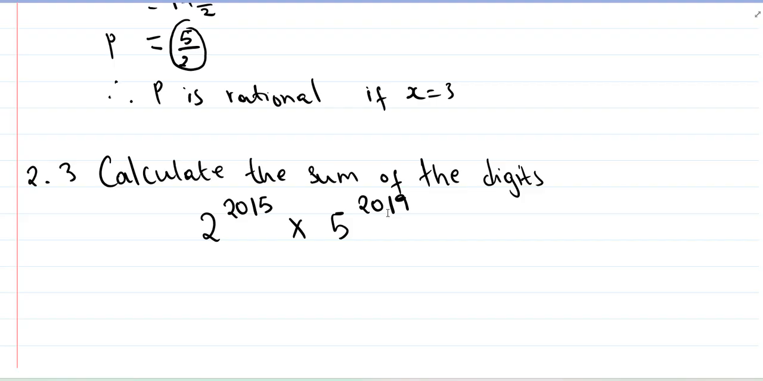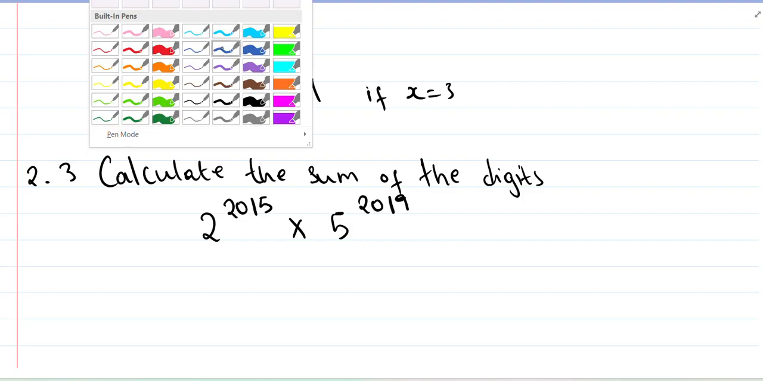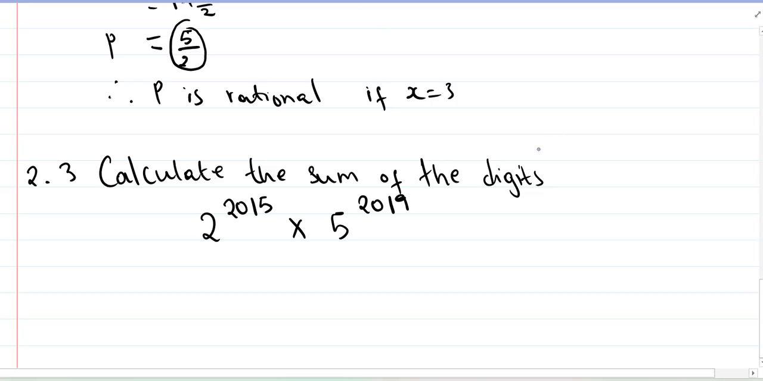And then the very last question says: calculate the sum of the digits of 2 to the power of 2015 multiplied by 5 to the power of 2019. But of course, you cannot just go straight to answering the question without understanding what the sum of the digits is. For example, if the question had said calculate the sum of the digits of 2 multiplied by 9, I would first have to multiply 2 by 9.